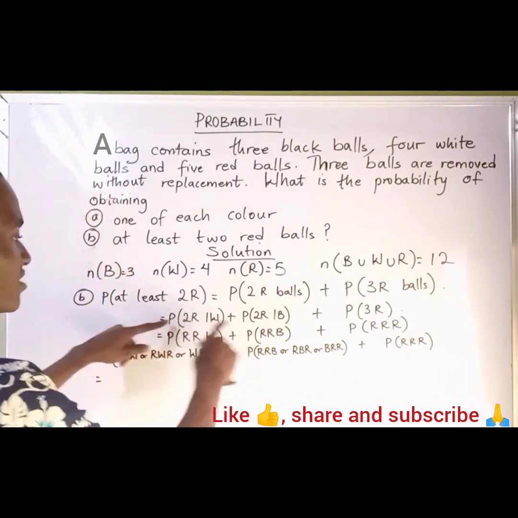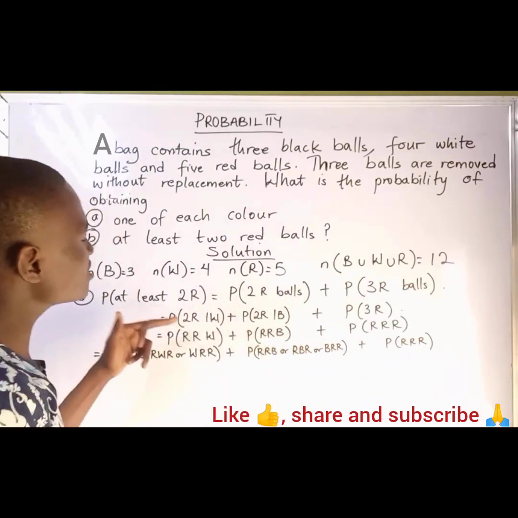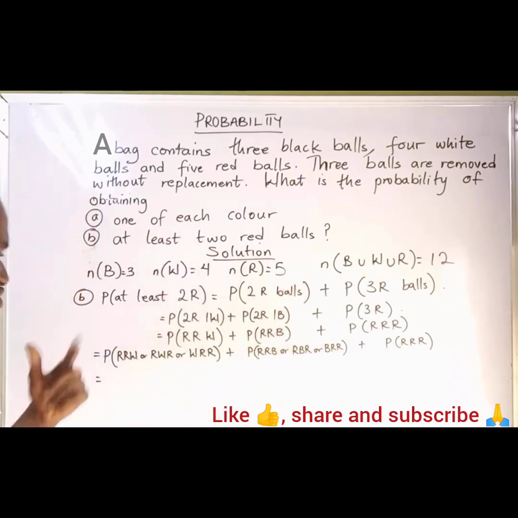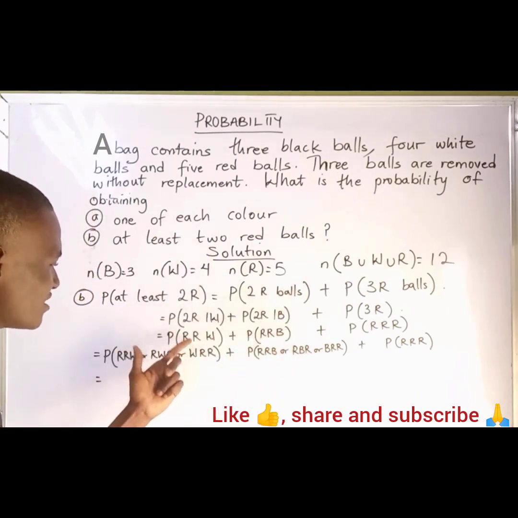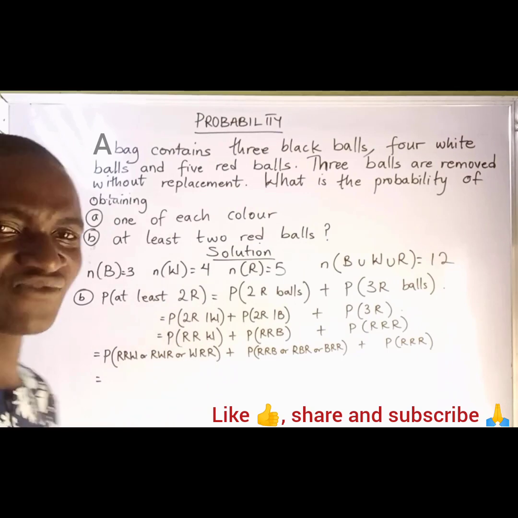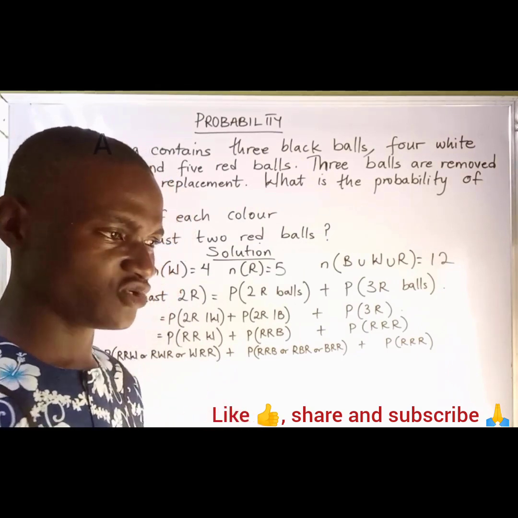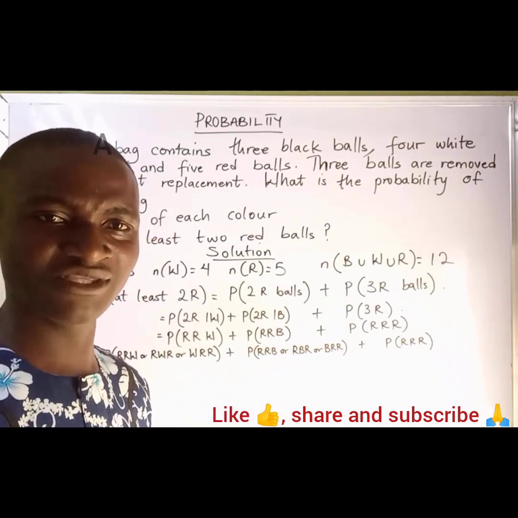Now let's look at this one again. What is the probability of picking 2 red and 1 white? 2 red and 1 white. You are picking red, red, and white. But are you very sure that the first time you picked it, you got red, the second time you picked it, you got red, and the third time you picked it, you got white?